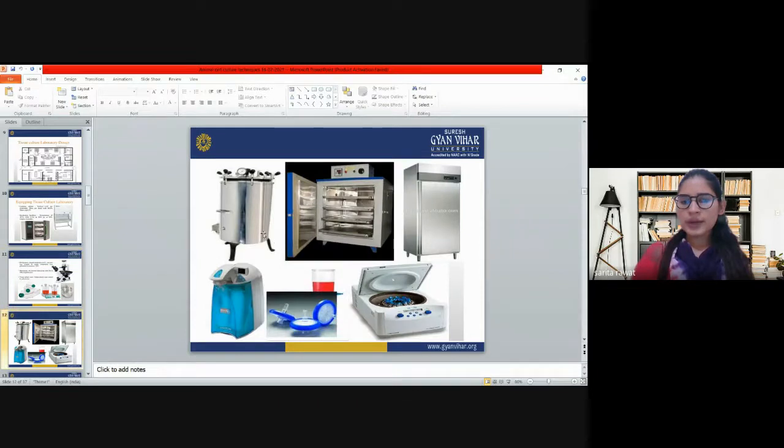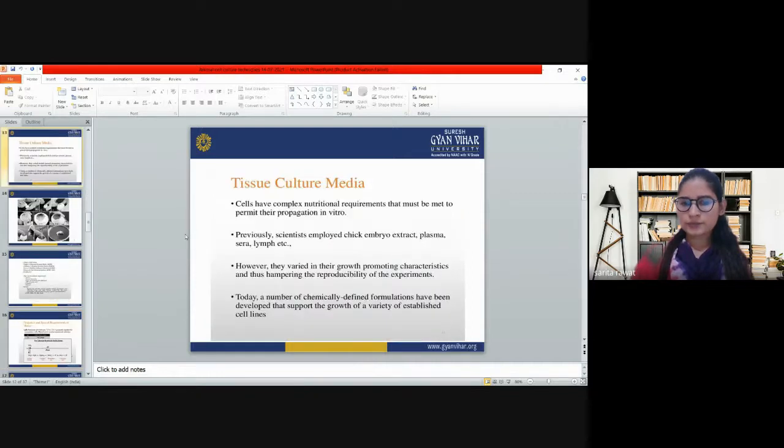So as you can see in this picture, now these are some other equipment that are used in the tissue culture laboratory. So this is the centrifuge machine, the hot air oven, and then we have lots of other machines. Then the tissue culture media.